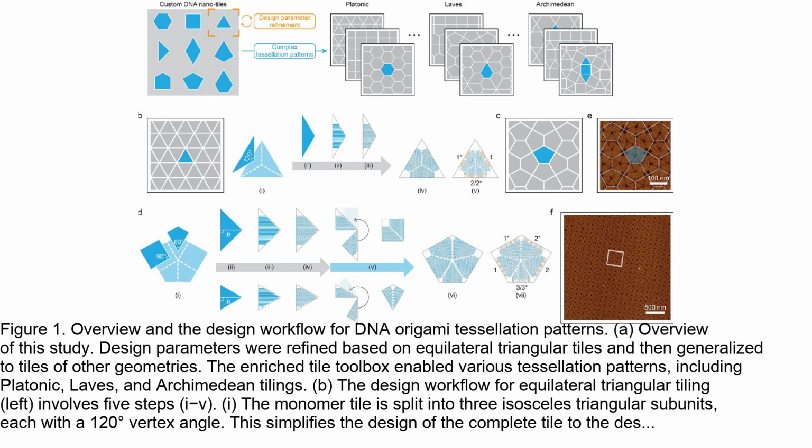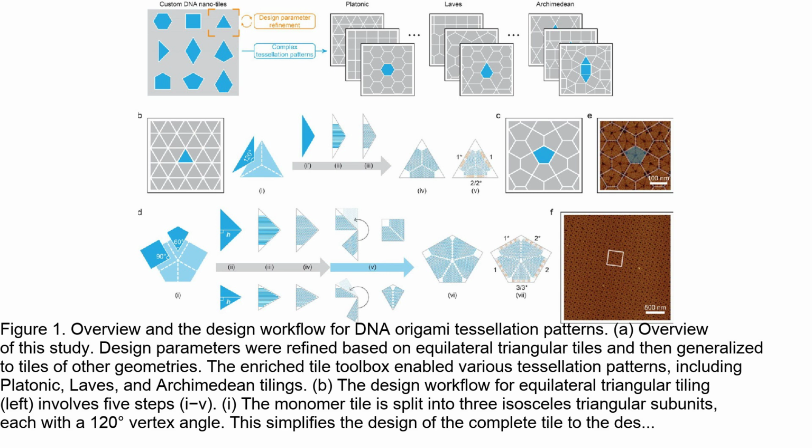Figure 1 provides an overview and the design workflow for DNA origami tessellation patterns. The figure is divided into several panels to illustrate the different steps of the design process. Panel A shows an overview of the study, highlighting the refined design parameters and the resulting tessellation patterns. The study involves the design of DNA origami tiles that self-assemble into tessellation patterns with micrometer scale order and nanometer scale precision. Panel B presents the design workflow for equilateral triangular tiling, which involves 5 steps.